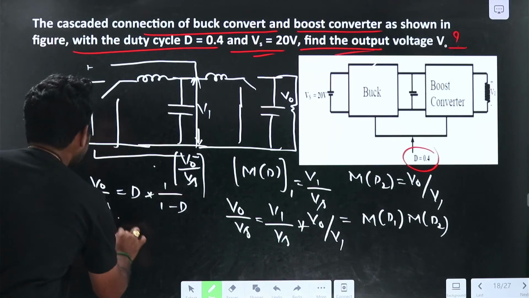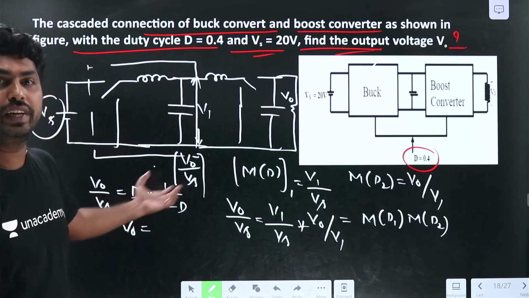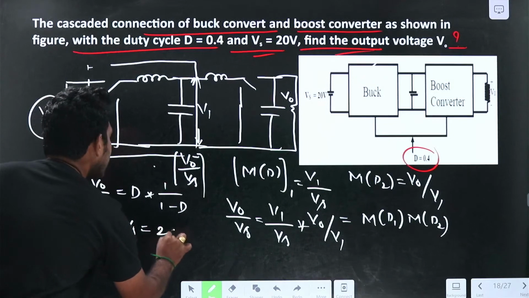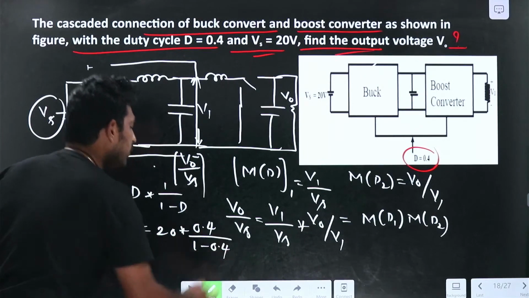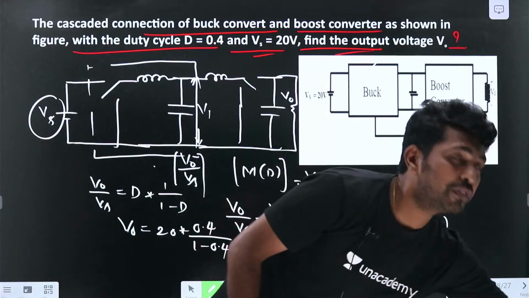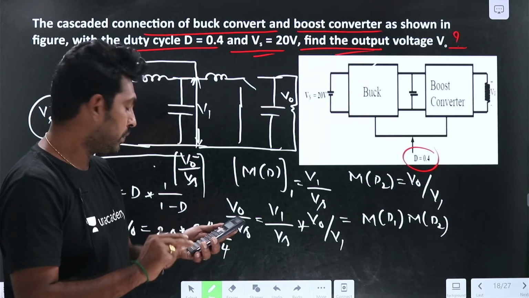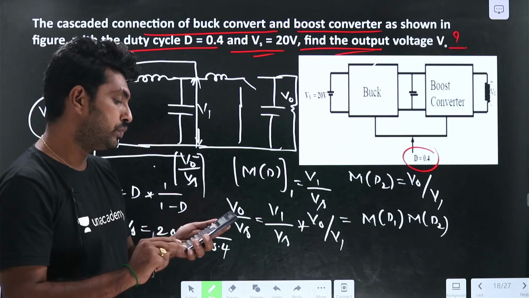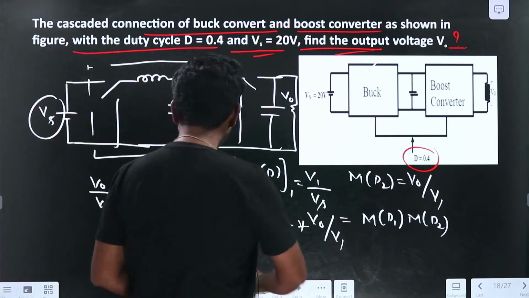Now I need to find the V0 value. How can I find it? Vs into D by 1 minus D. Vs is given as 20 volts, duty cycle is given as 0.4, divided by 1 minus 0.4. So 20 into 0.4 divided by 1 minus 0.4. It will be 13.33 volts. The answer will be 13.33 volts.